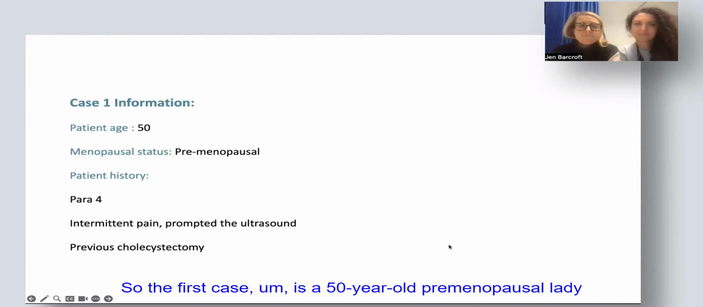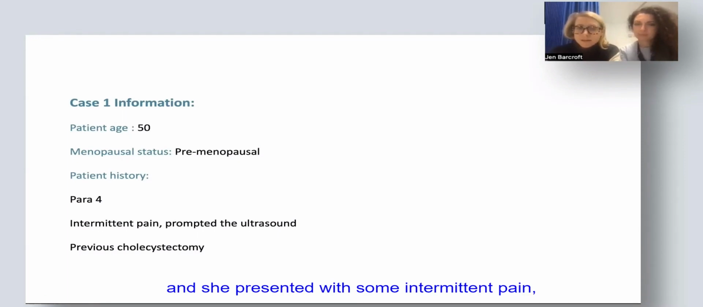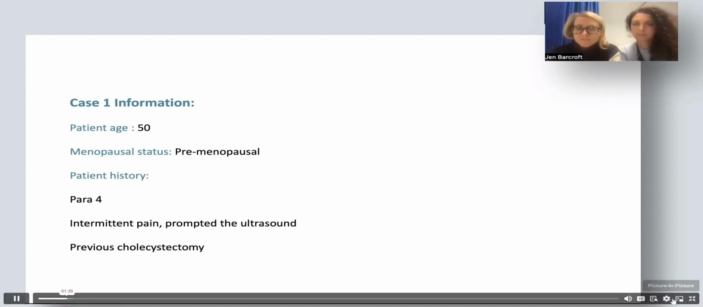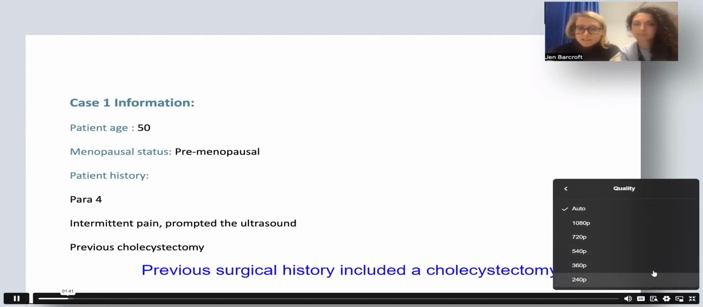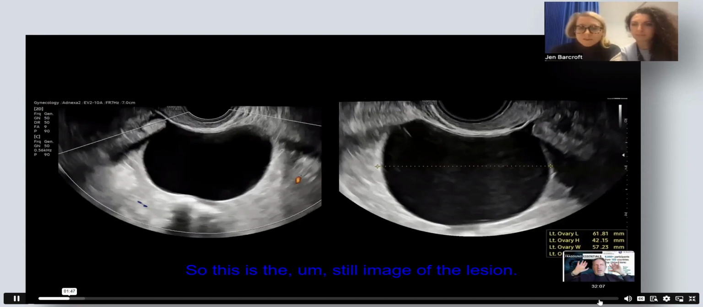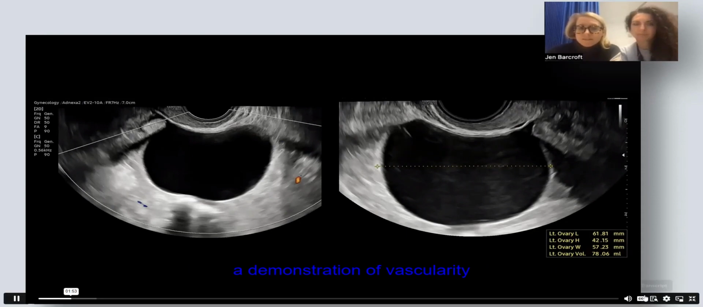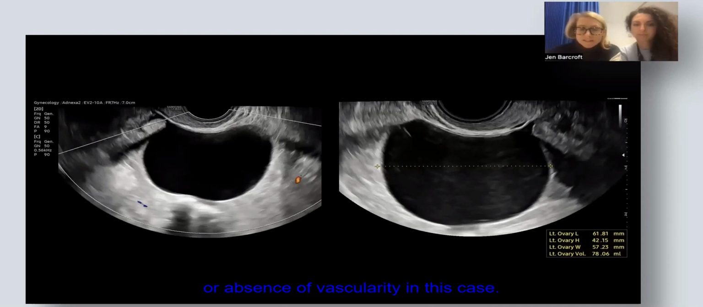So the first case is a 50-year-old premenopausal lady who was multiparous, and she presented with some intermittent pain, which was the reason for the ultrasound. Previous surgical history included a cholecystectomy. So this is the still image of the lesion. On the left-hand side, we've got a demonstration of vascularity or absence of vascularity in this case. And the right image is showing you just the size, because as we know, when we're thinking about the two-step strategy, it does rely on knowing the size of the mass in order to know whether it's applicable.